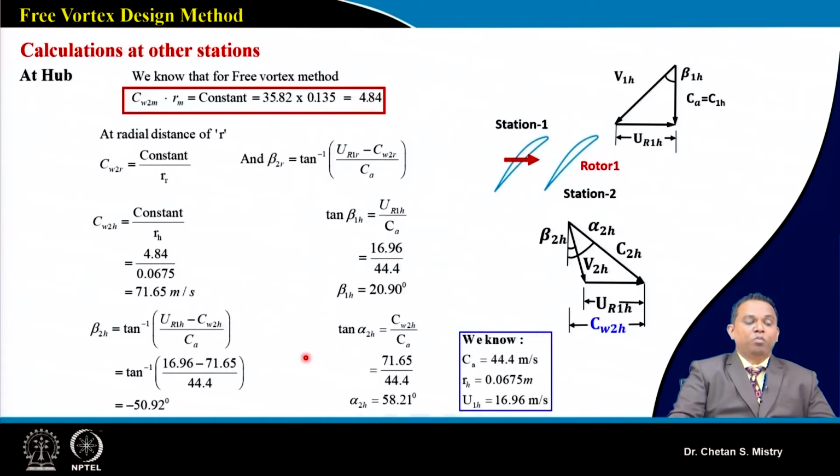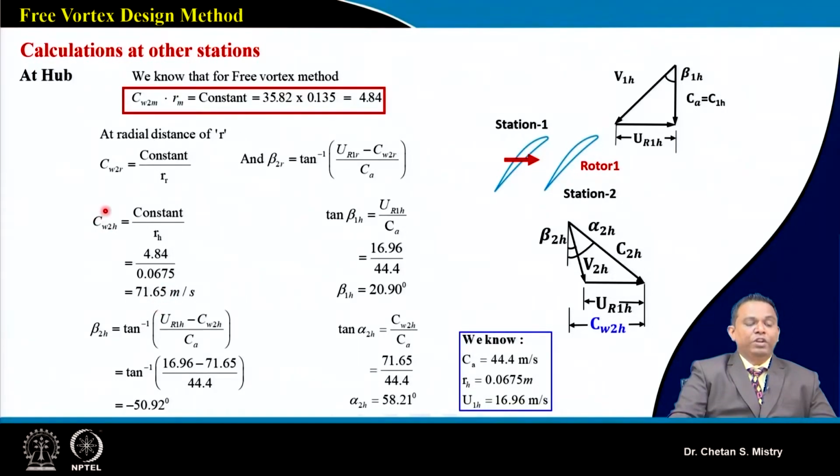Okay, so let's move ahead with the calculation at other stations. So we will be doing our calculation at the hub. What we know from our free vortex concept, we can say CW into R equal to constant, that is coming 4.84. Now at any radial station, we can get CW2 as the constant divided by that particular station radius. So here CW2 at hub we can calculate by using this radius as well as the concept. It's coming 71.65 meter per second.